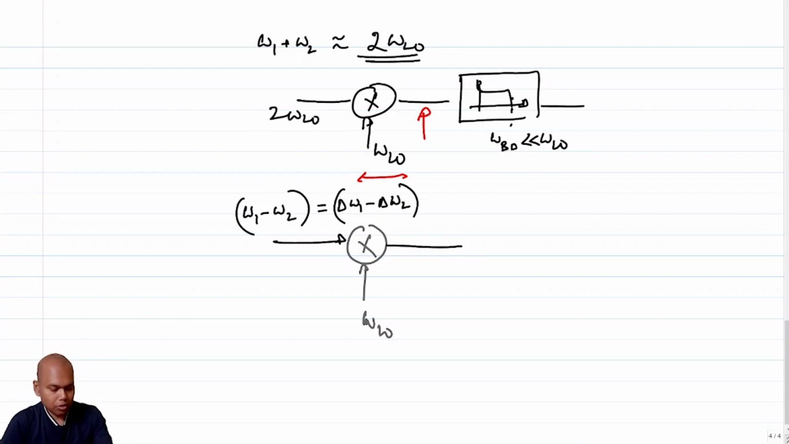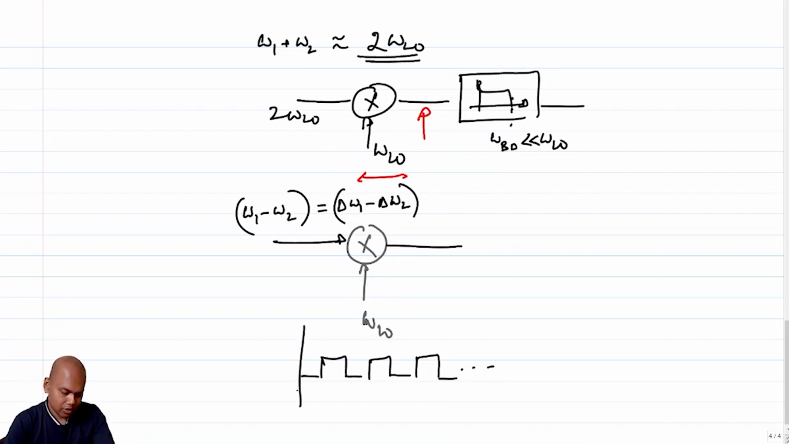Okay. Now note that if your clock is a square wave clock, right? It has a strong DC component to it. Correct? It has a strong DC component to it. DC component present.